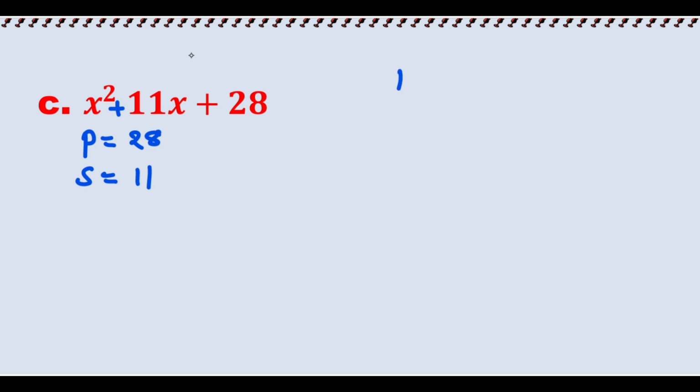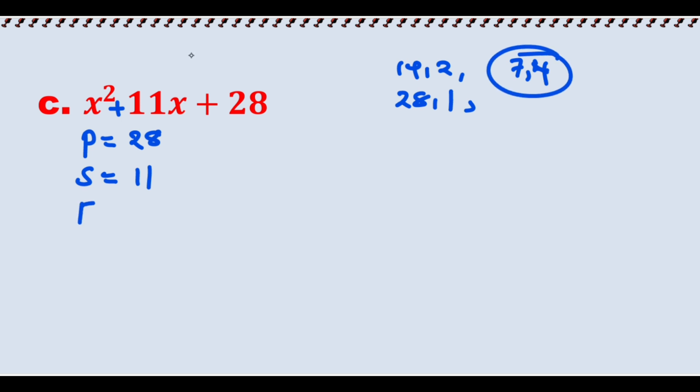Now, we have the first numbers that can give us 28 when multiplied. We have 14 and 2. We have 28 and 1. We have 7 and 4. These are the numbers that can give us 28 when multiplied. Now, which pair will give us 11 when added? 14 plus 2 is 16. 28 plus 1 is 29. What about 7 plus 4? It is 11. So therefore, we're going to pick this instead. So the factors now become 7 and 4. So these are what we are going to use to substitute the middle part.